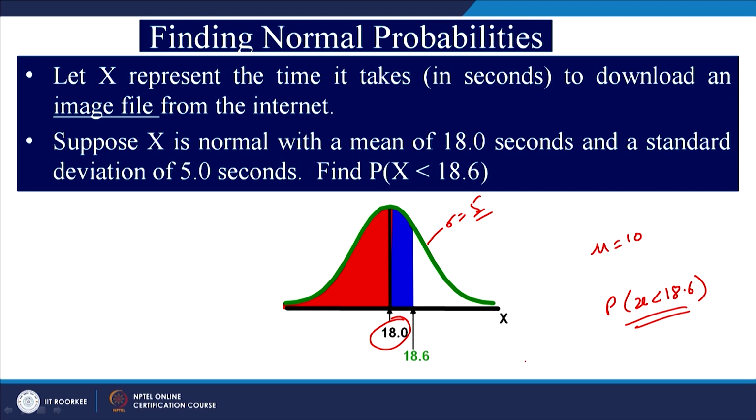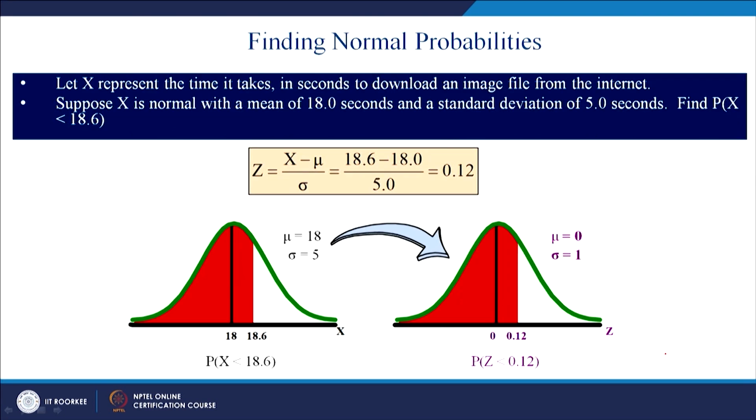For this, first of all, you need to convert the x value into a z value. So, you know z is equal to x minus mu divided by sigma. x is known, which is 18.6. So, 18.6 minus 18 divided by sigma, which is 5. This is how you can calculate. So z is equal to 0.12. Now, you have to see the area under the curve where z is 0.12.